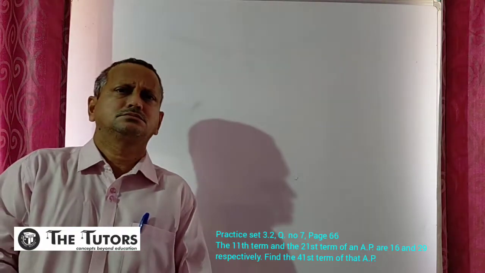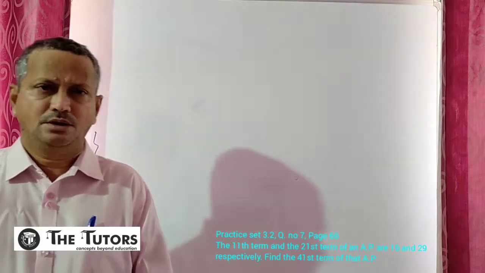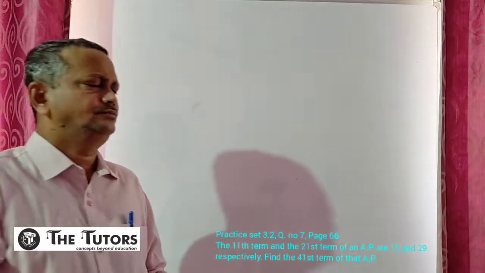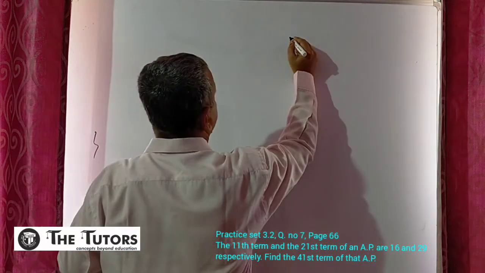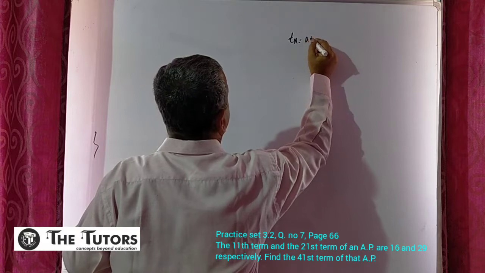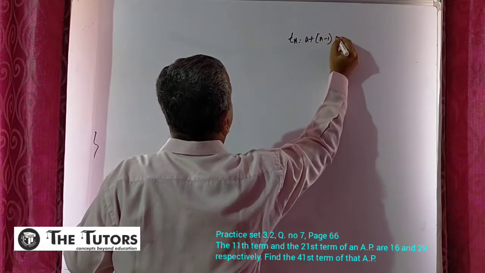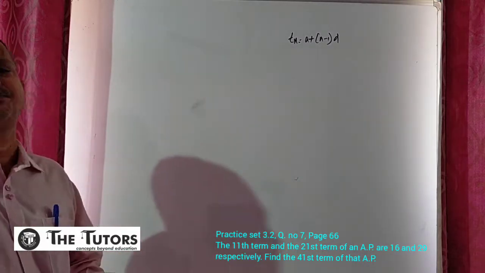Continuing with our arithmetic progression, chapter number 3. Formula for finding the nth term: Tn is equal to a plus n minus 1 d. Tn is equal to a plus n minus 1 d.